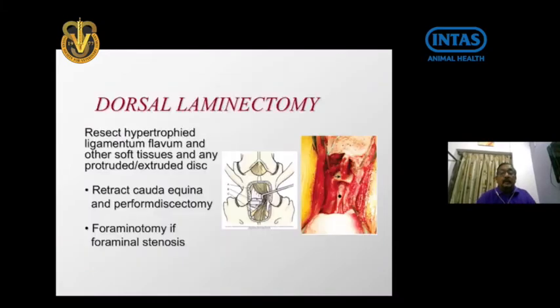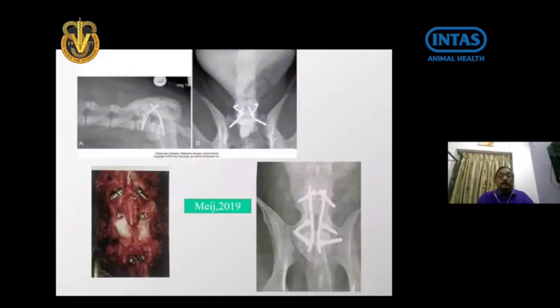Once you're done with that, you use this little hook to pull the cauda equina. You should be able to see the disc. Remove it and then put your fat graft and close it. You could also distract it because your L7-S1 has collapsed. Put screws on all four pedicles and then put a little rod here, tighten the screws. They will keep your back distracted. The pain in the dog will be more or less gone.